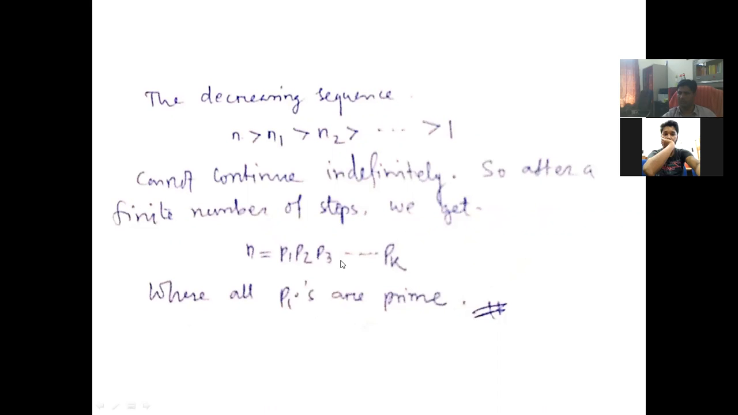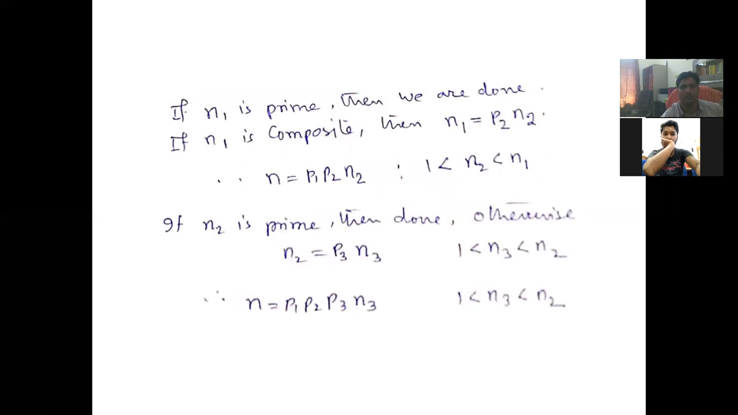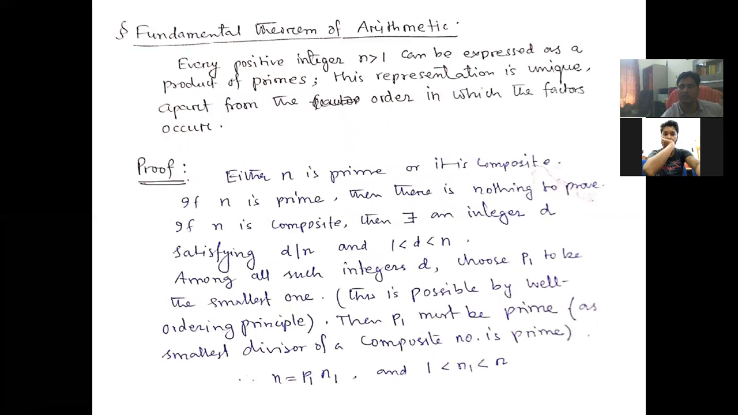So prime, like this way you are getting prime, and the final one is also prime when you stop. So where all pi's are primes. So क्या हुआ ultimately, if n greater than 1 is an integer, okay, then it can be written as a product of primes. This is what is called the fundamental theorem of arithmetic.